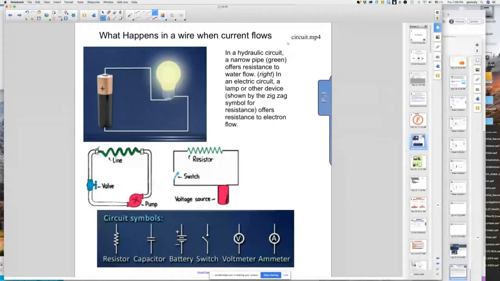When water hits a resistor, it has resistance to flow. That's like water going through a narrow pipe. It goes through a narrow pipe, it slows down the whole flow of water. And the battery is like a pump that's pumping the water through these pipes. So this is a good model to look at.